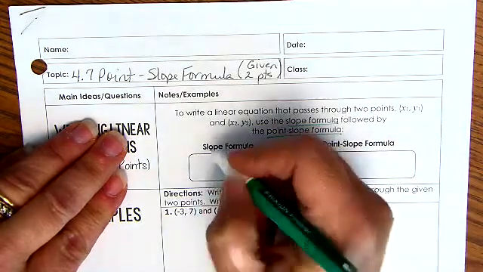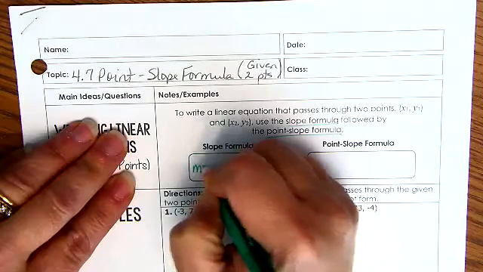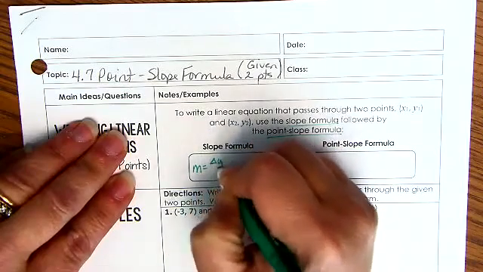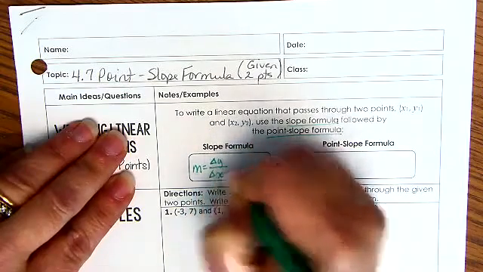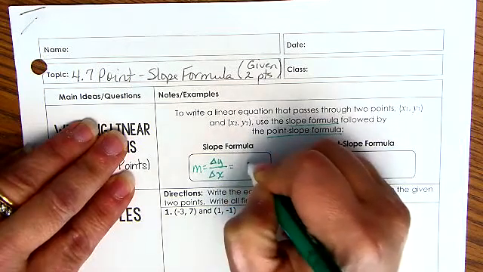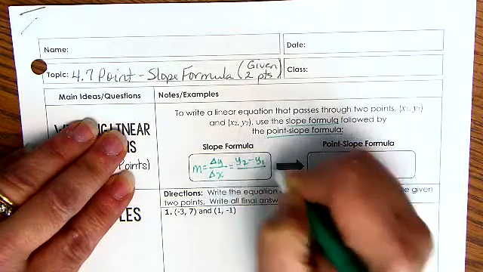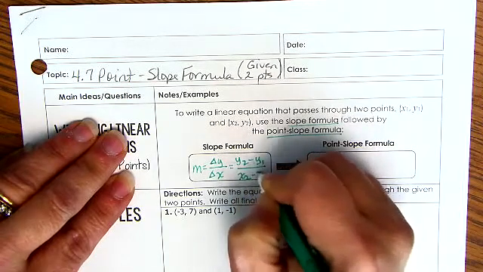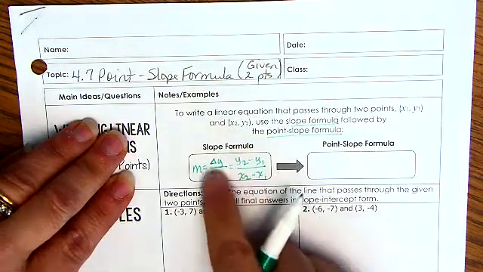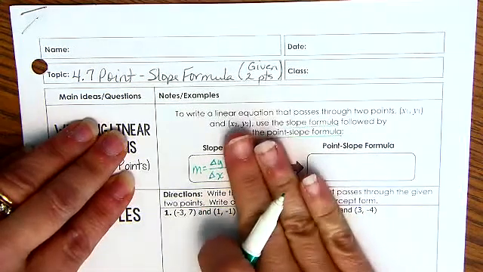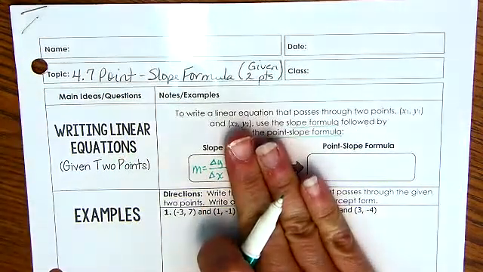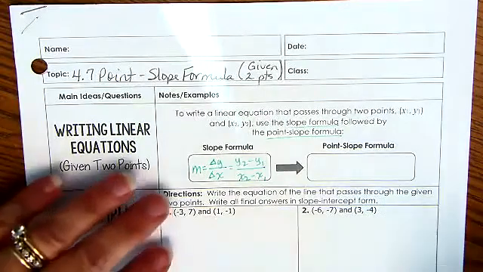So by slope formula, remember that's m equals the change in y over the change in x, which is actually y2 minus y1 over x2 minus x1. Normally I'll write my formula like this so I don't have to write it like this, because I just realized that the change in something is just the subtraction of the two things.